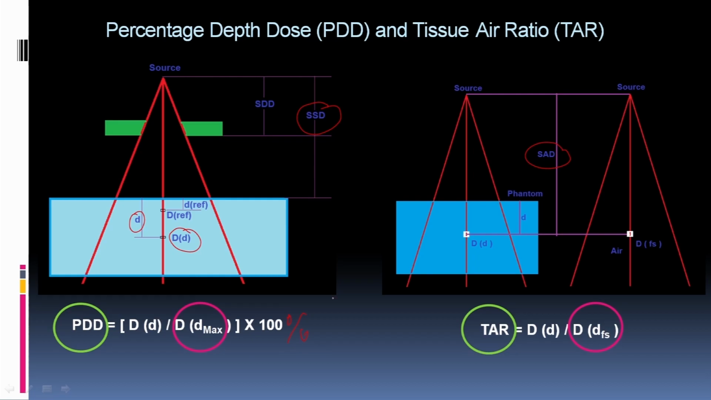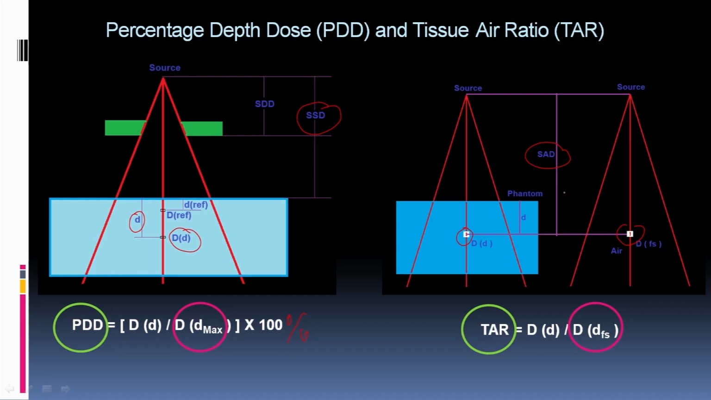Similarly, in the definition of TAR, TAR is the ratio of the dose at a depth d to the dose at the same point in air, because we keep the distance the same. Here you can see the dose measurement point distance from the source, the dose measurement point in the phantom and in air are the same, and we keep it at SAD. So we have eliminated the distance dependence from this parameter TAR.